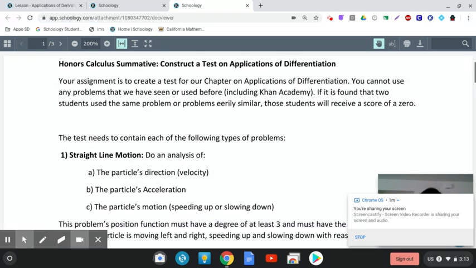So you have to create a test for your chapter on application of differentiation. You cannot use any problems that we have seen or used before, including Khan Academy. If it is found that two students have used the same problem or problems eerily similar, those students will receive a score of 0. If I see that you have the same problem except one version is doubled or tripled or multiplied by a constant, but it's still the same problem, you might run into a little bit of difficulty.